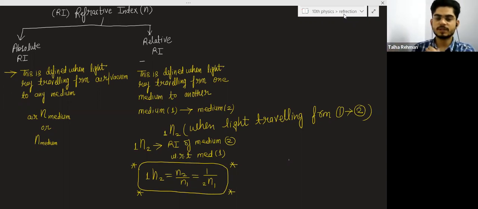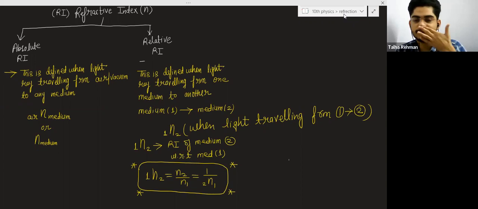This topic is a little bit confusing. You find this topic a little bit confusing. So I request you to focus properly. Very easy topic, but when we define the refractive index, the student gets confused about what is the absolute and what is the relative, and how to write absolute and how to write relative. So we will solve some numericals, then it will be clear.